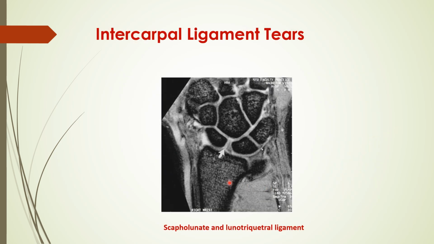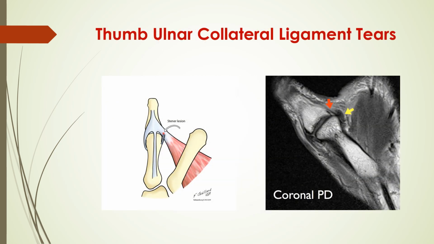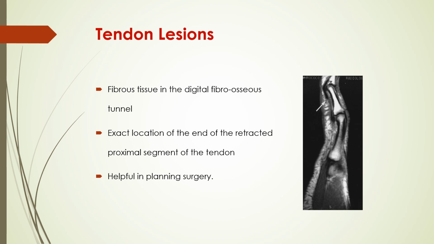Again, scapholunate or lunotriquetral tear can be easily seen as opposed to the normal intercarpal spaces. Similarly, ulnar collateral ligament tear of the thumb, that is Stener's lesion, can be visualized using MR. Tendon lesions are not commonly assessed with MR, but they can provide us the exact idea of the end of the detached proximal segment, which could be helpful in planning the surgery.